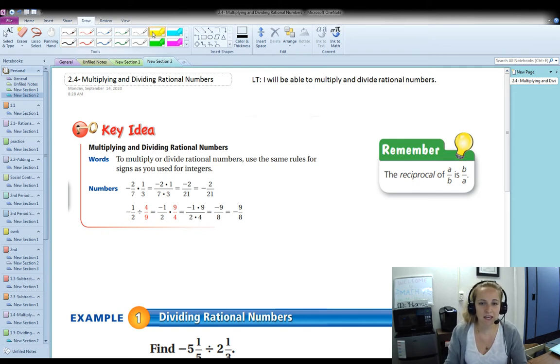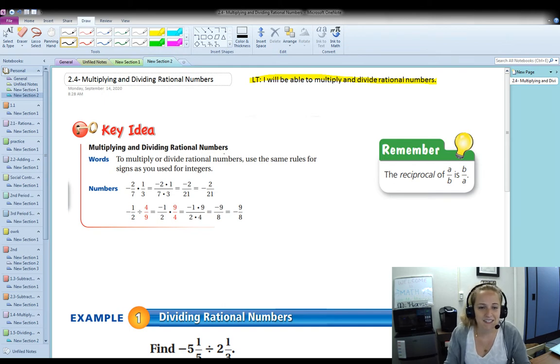So to begin, our learning target for today is: I will be able to multiply and divide rational numbers. The last videos you watched talked about multiplying and dividing integers. So now we're doing the same things with the same rules. We're just talking about rational numbers, so we're going to work with decimals and fractions. So let's go down and look at the rule.